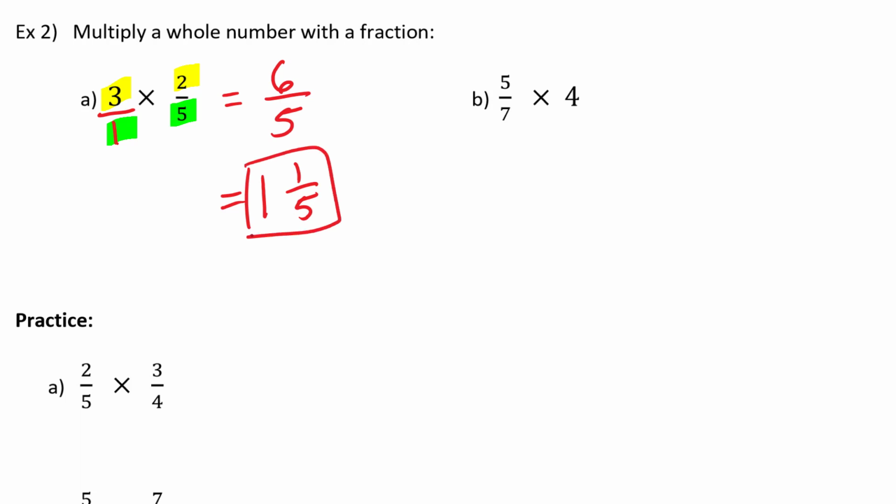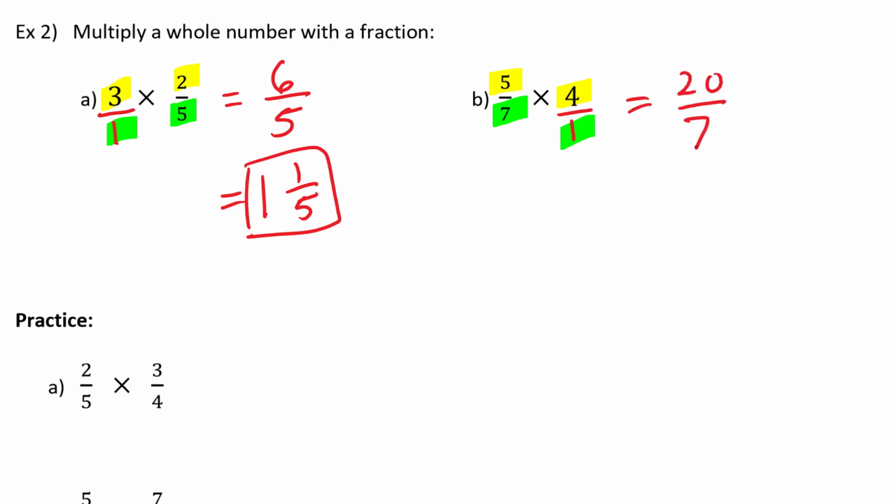Final answer. Next up, we have 5 over 7 times 4. So the 4 is the second value here. Same rules apply. Turn it into a fraction by putting over a denominator of 1. Multiply the numerators. Multiply the denominators.